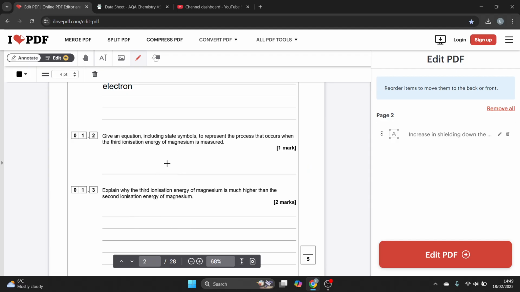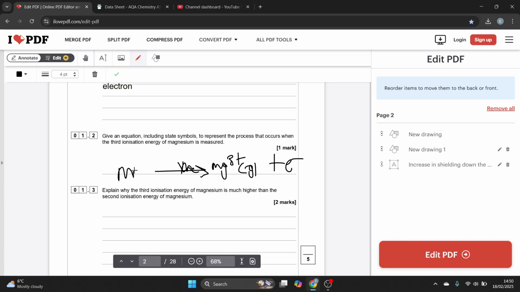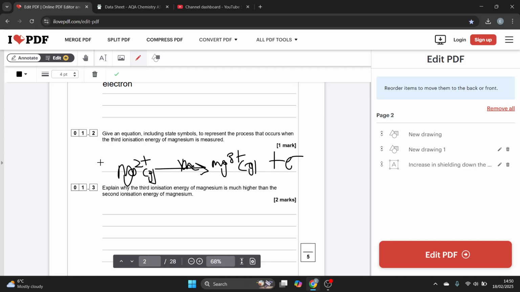Given the equation with magnesium, the third ionization of magnesium is measured. So Mg2+ gaseous goes to Mg3+ gaseous plus e-, with an arrow there. You just need to know how to construct these. It's just skill.